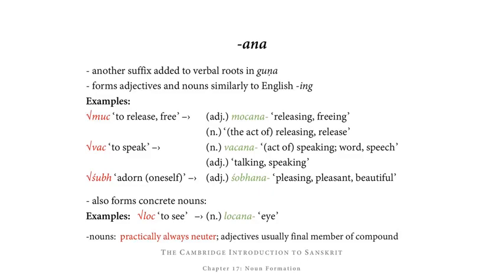On the basis of vac, to speak, we get both the noun vacana, the act of speaking, a word or speech, and the adjective vacana, meaning talking or speaking. On the basis of śubh, to adorn or to adorn oneself, we get the adjective śobhana, meaning pleasing, pleasant, or beautiful. Sometimes adding ana also results in concrete nouns. So, for example, from loc, to see, we get the noun locana, meaning eye. Nouns formed by the addition of ana are practically always neuter, and adjectives ending in ana are not always, but often, the final member of a compound.